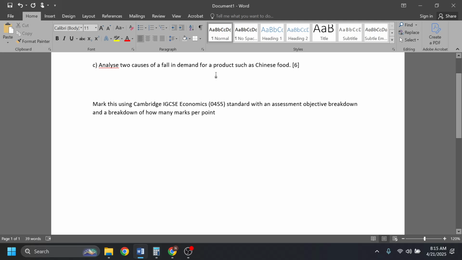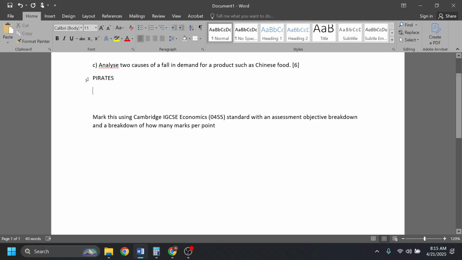But you remember that the things that will affect demand are PIRATES. So we have price, income, related goods, advertising, tastes and trends, external shocks, and seasonality. So we're relating it to Chinese food. So seasonality does not affect Chinese food, I imagine. External shocks could. Tastes absolutely could. Advertising could. Substitutes or related goods absolutely can. Income can. And price can. So let's start with income.